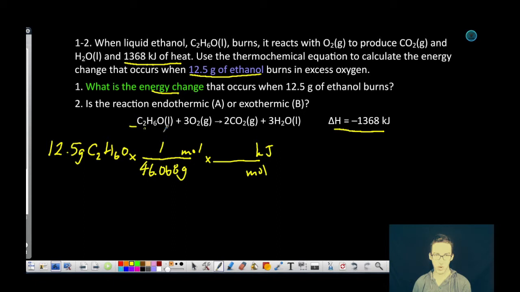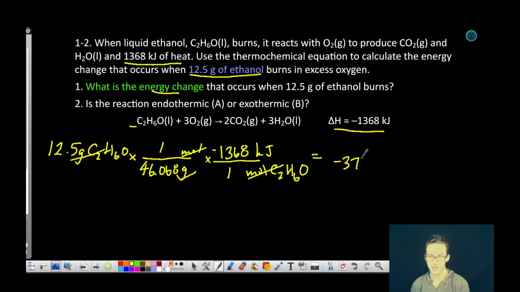And for every 1 mole of my C2H6O, my liquid ethanol here, I'm going to produce 1,368 kilojoules of heat. Now, as I solve this problem, everything's going to cancel out except for my kilojoules of heat. And when I solve that, I get negative 371 kilojoules as the amount of heat that's released when I burn 12.5 grams of ethanol.